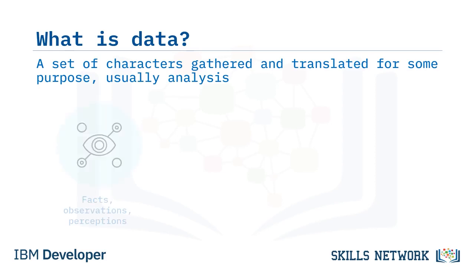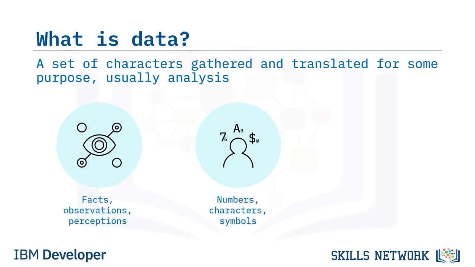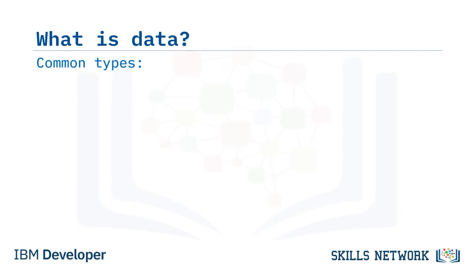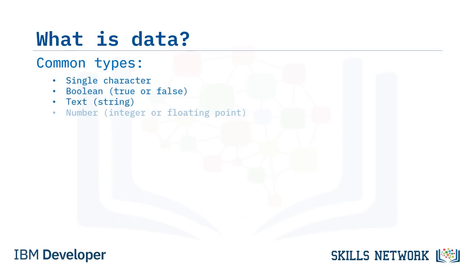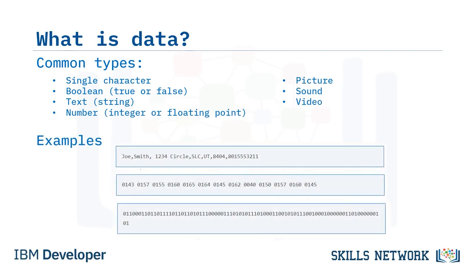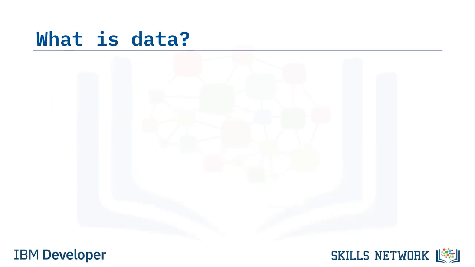Data can consist of facts, observations, perceptions, numbers, characters, symbols, images, audio, text, or any combination of these. There are multiple types of data, including these common types: single character, Boolean, true or false, text, string, number, integer or floating point, picture, sound, and video.